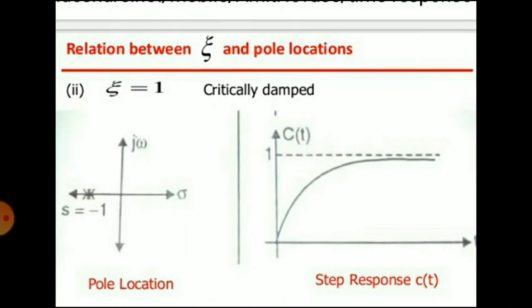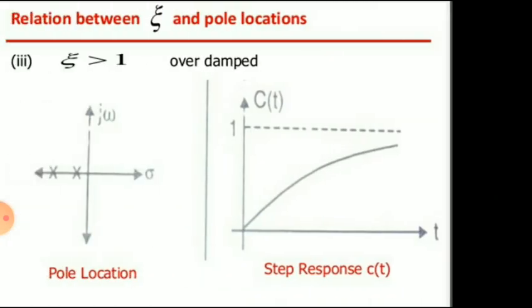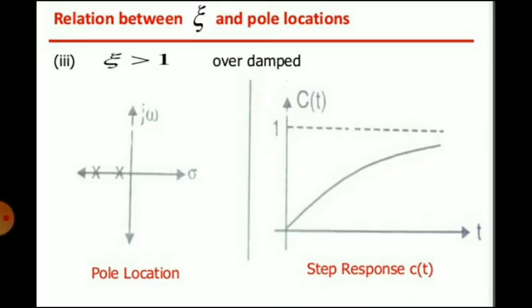Next is zeta equal to 1. In comparison with the overdamped case, the settling time required for this case is less, called critically damped. So zeta equal to 1, that system is called critically damped system. Then zeta is greater than 1. The output is pure exponential. This means damping is so high that there are no oscillations in the output. So such systems are called overdamped systems.